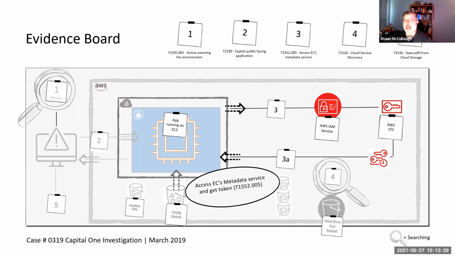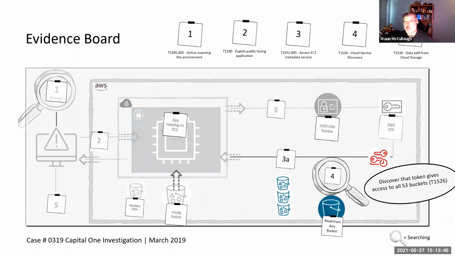And that key allowed her to pretend to be that virtual machine. And so what she can do is take those keys, bring them back to her workstation, or just sit on that host if she wants to, and she can do anything that virtual machine is allowed to do. In this particular case, this virtual machine was allowed to have access and read from the S3 buckets in the environment. My guess is this was a mistake.